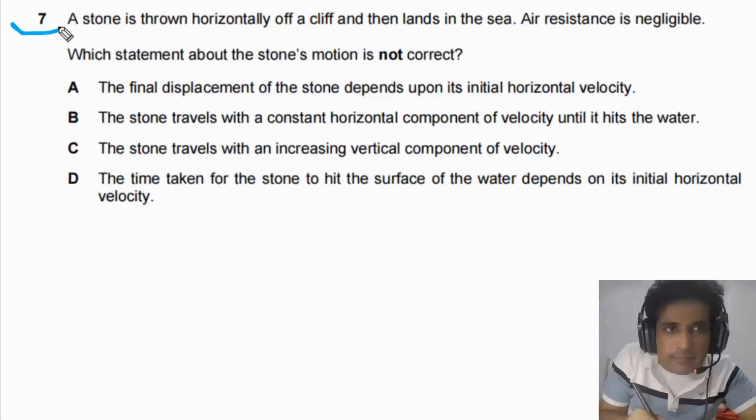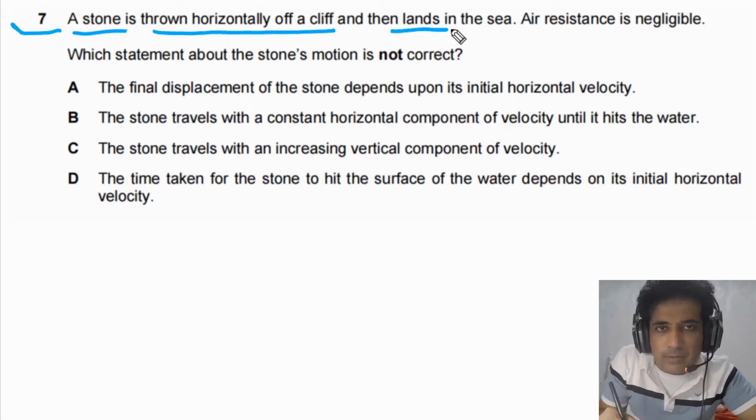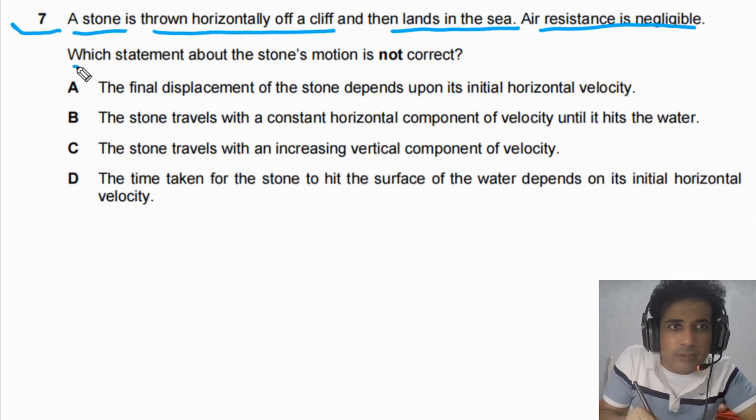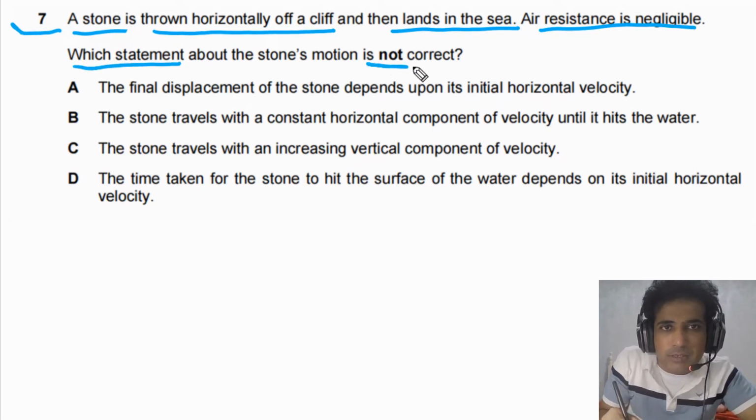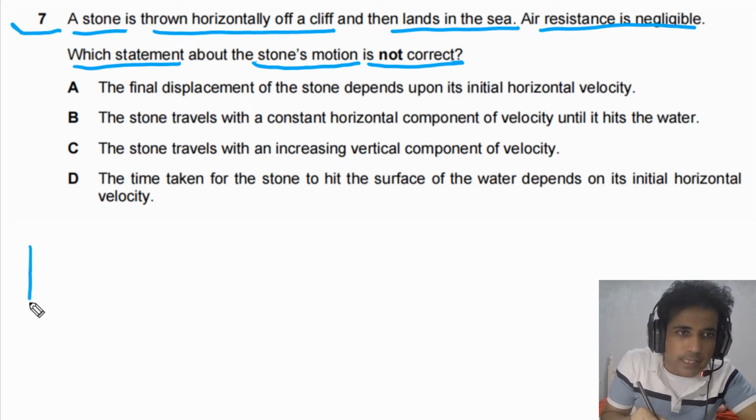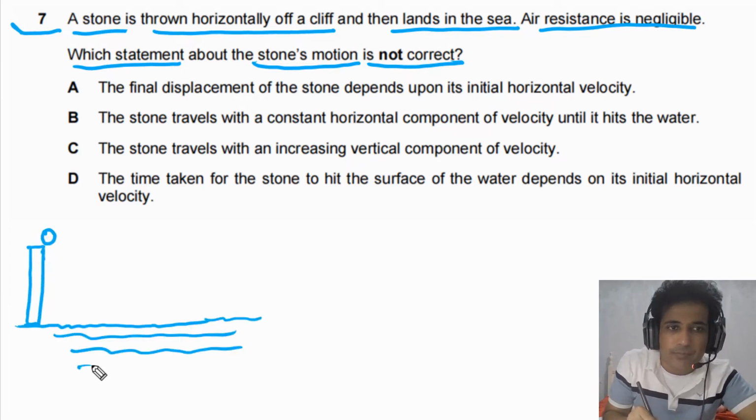For question number 7, it is given to us a stone is thrown horizontally off a cliff and then lands in the sea. Air resistance can be neglected. We need to find out which statement is not correct about motion of the stone. First of all, let's try to visualize what is happening in this case. So imagine that this one is the cliff and one stone is placed here. So this is the sea.